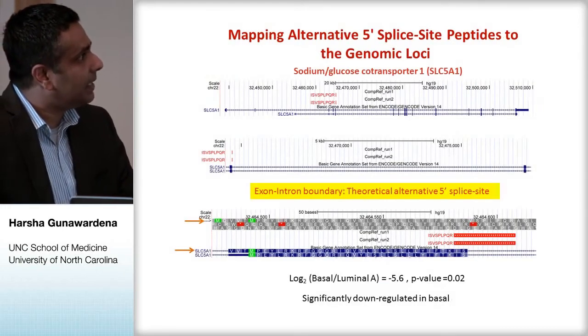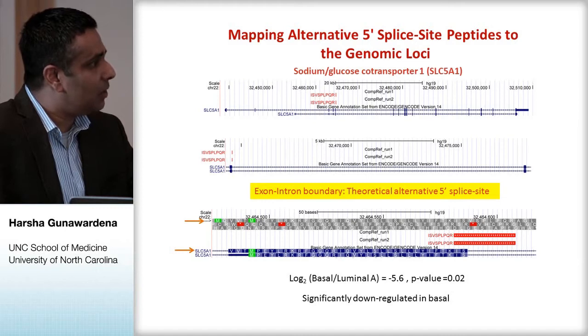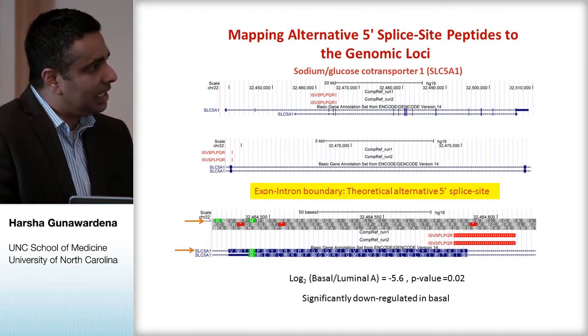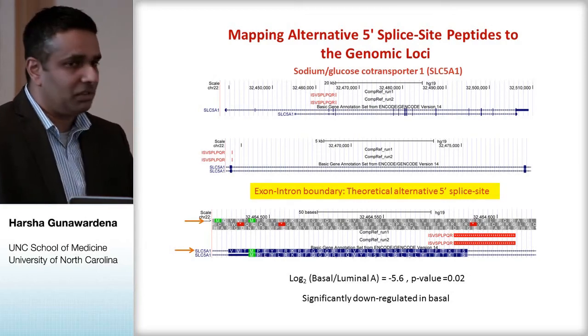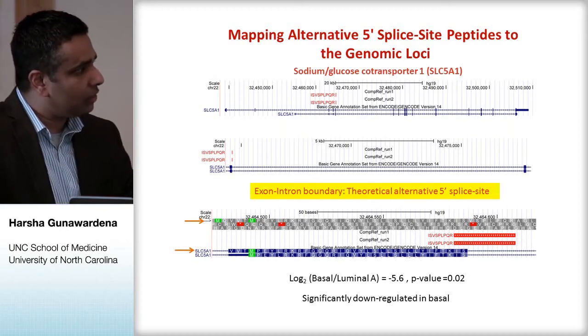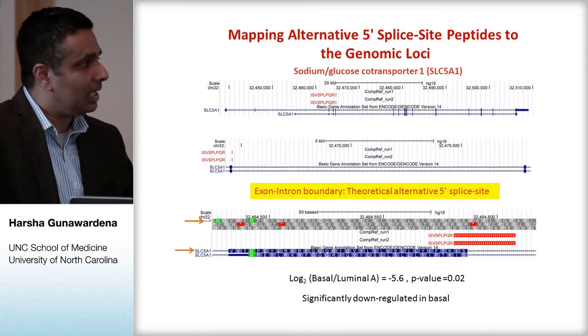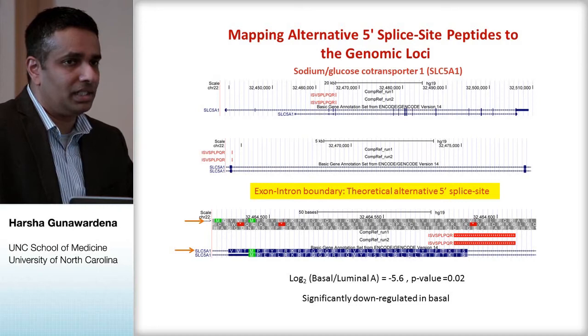So the third example is where we found a peptide that spanned the exon-intron boundary in both runs. And this tells us that there could be a possible alternative 5' splice site downstream of this intron here, somewhere down here. But what was interesting is that we could also obtain quantitative data for this particular example with significant p-values. And in this case, we see a downregulation in the basal subtype compared to luminal.